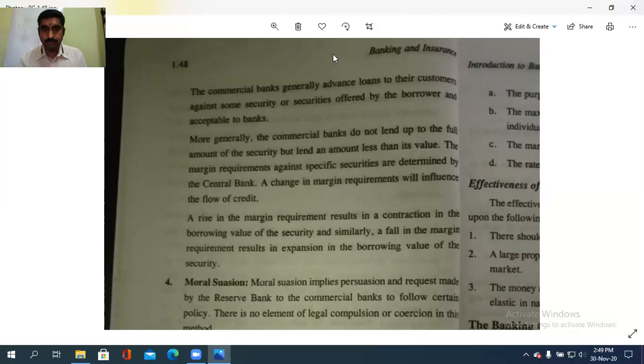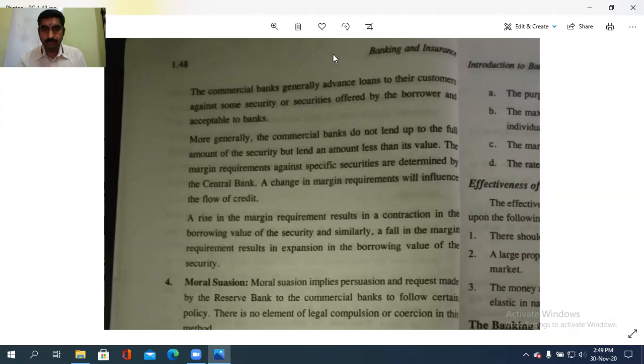So sometimes the commercial banks generally advance the loans to their customers against some security or securities offered by the borrower and acceptable to the banks. More generally, the commercial banks do not lend up to the full amount of the security, but lend an amount less than its value. Say the security is worth 50,000 or 40,000, but they passed the loan only for an amount of 35,000. So that is the case.